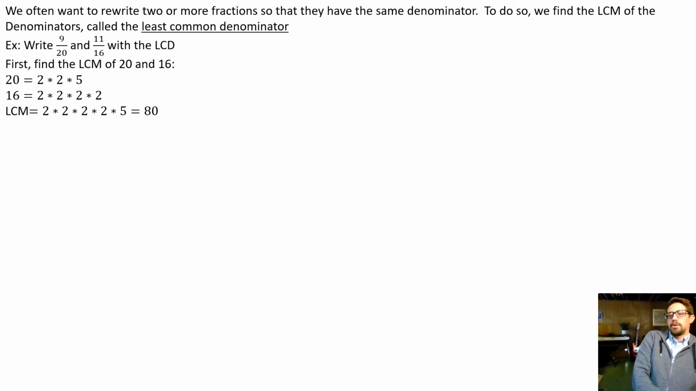You might just be able to start going through the multiples of 20 and say, okay, is 20 a multiple of 16? No. Is 40 a multiple of 16? No. Is 60 a multiple of 16? No. Is 80 a multiple of 16? Yes, actually.